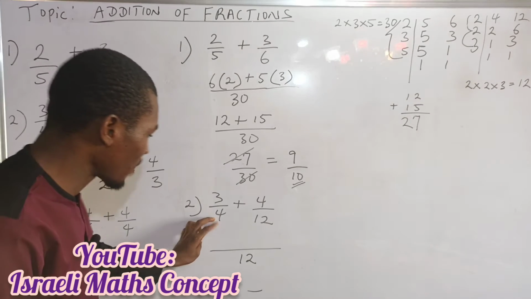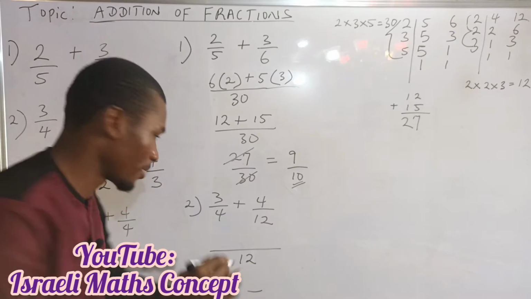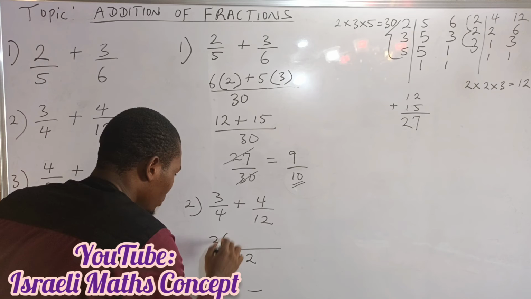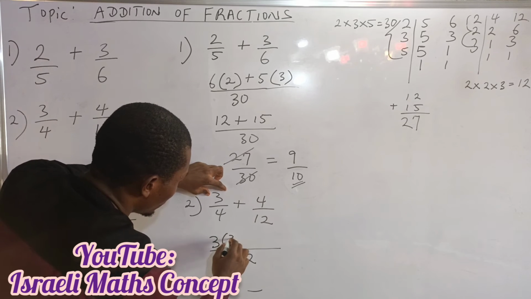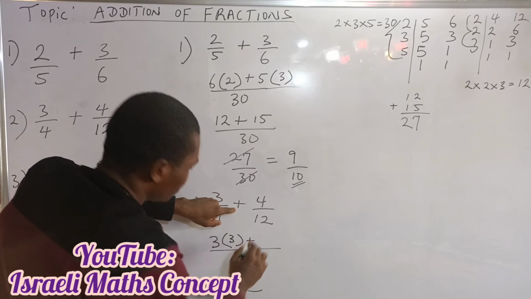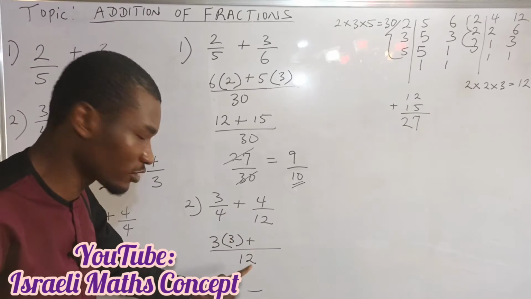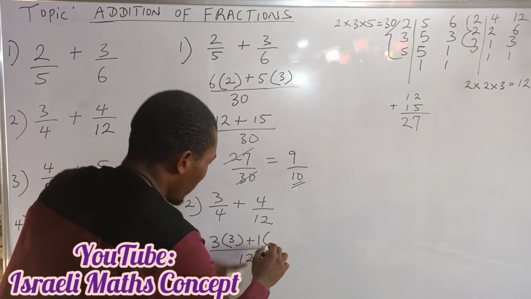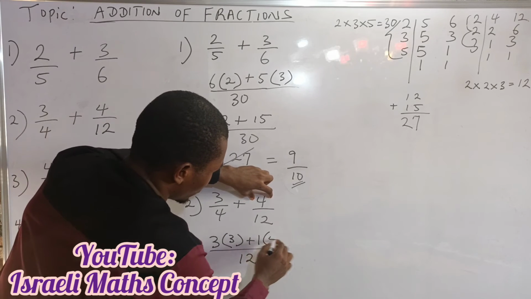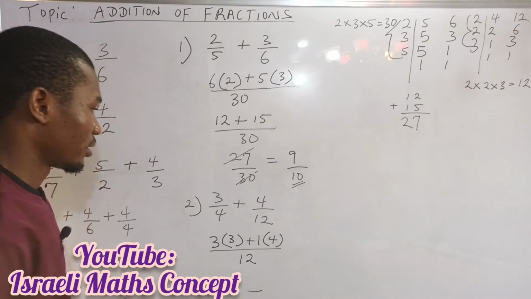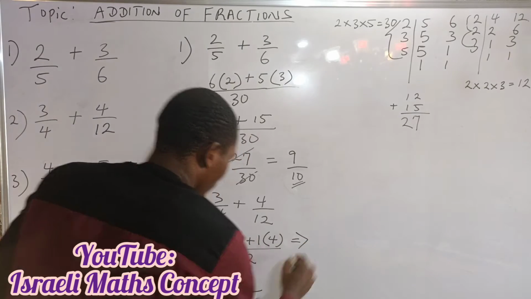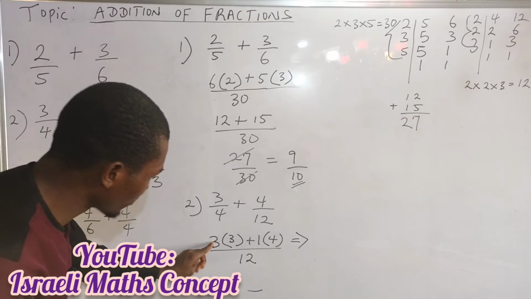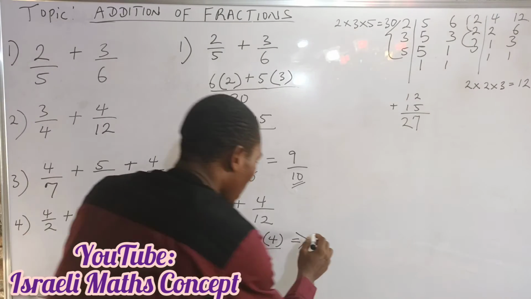Then 12 divided by 4 is 3. We write the 3 and multiply it by the numerator number, which is 3. Then plus 12 divided by 12, of course, is 1. Then we write the 1 and multiply it with the numerator of the fraction, which is 4. This implies that when we multiply out, 3 multiplied by 3 will give us 9.